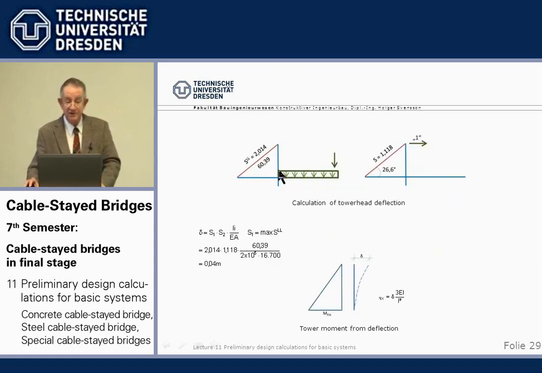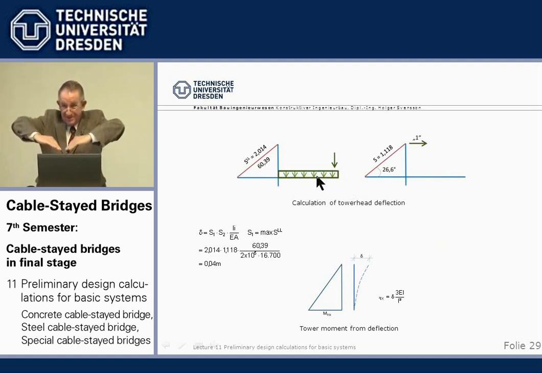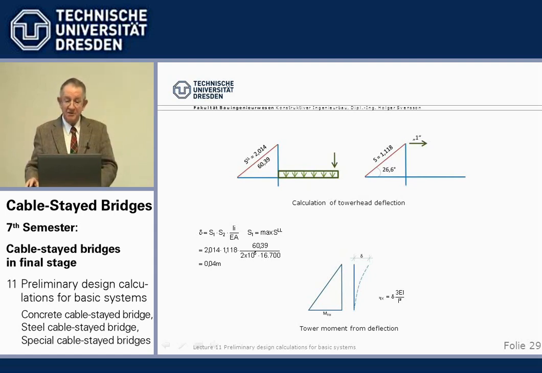How do we calculate the tower head deflection? Well, we have to combine the loading, live load in the main span, which we know gives us the biggest sag in the main span and the biggest movement of the tower heads to the inside. And how do we calculate it? Well, we combine again the actual loading with the unit load in the direction of the deflection. So we have to calculate these.